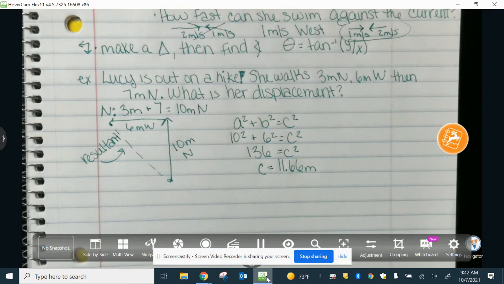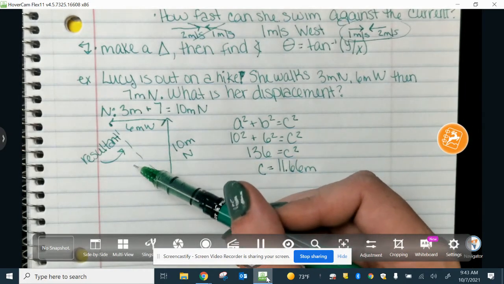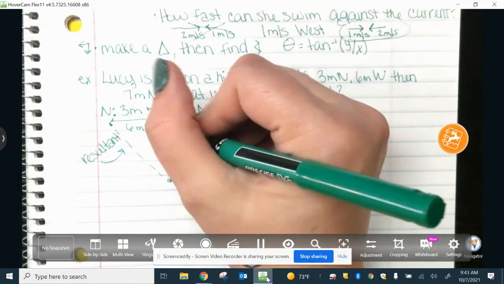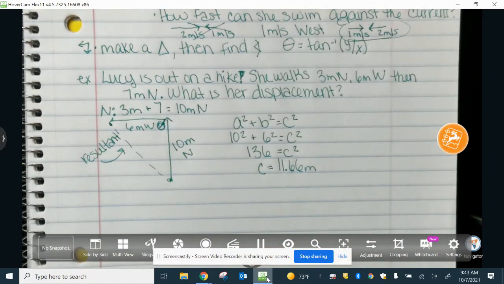Now, in the past, we've just said that's good enough. She's walking 11.66 meters northwest. That's no longer good enough. Because when you say something like northwest, people just assume it's a 45-degree angle. You're walking exactly the same amount north as you are west. That is not the case. So we need to find that angle, which we use theta.